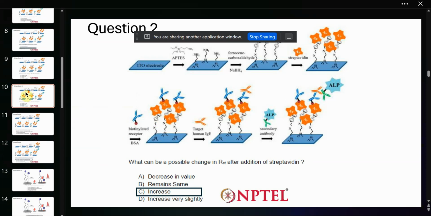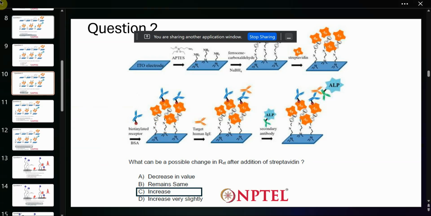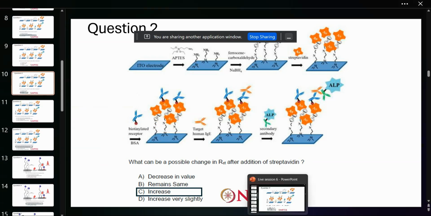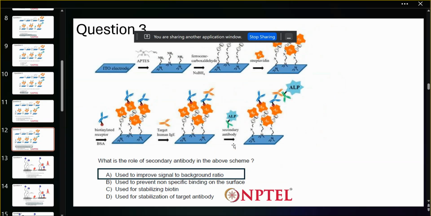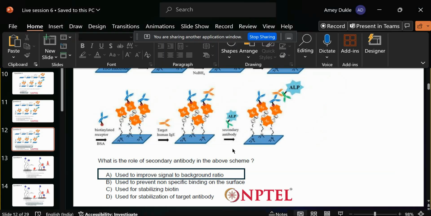Okay, so I think I have explained question 3 also. Because of the labeling element, it is basically inducing some redox reactions in the sensor. So that is why it is used to enhance the signal to background ratio in this particular sensor.